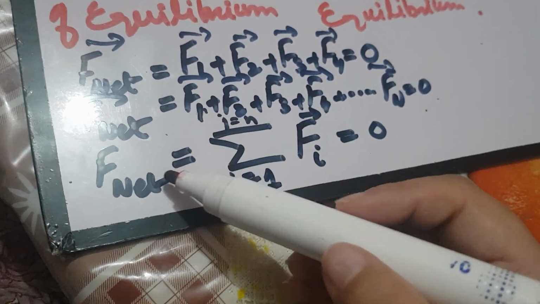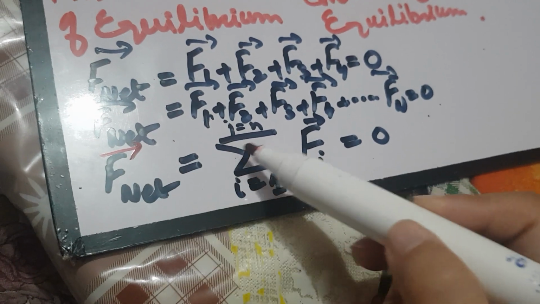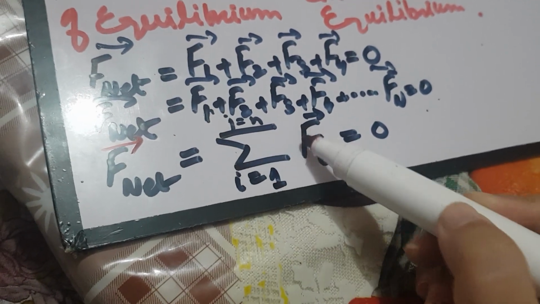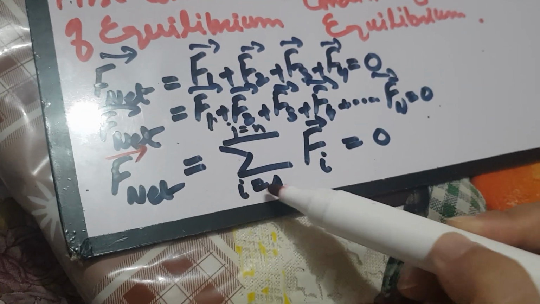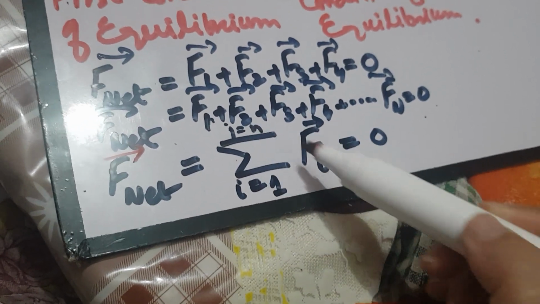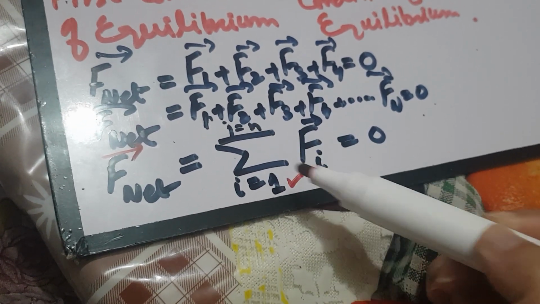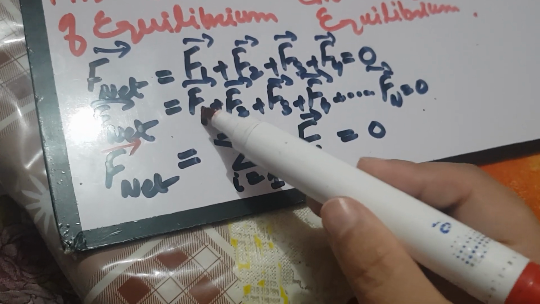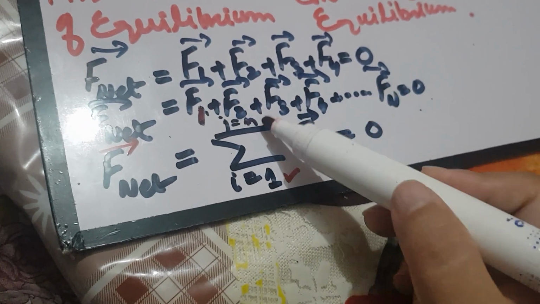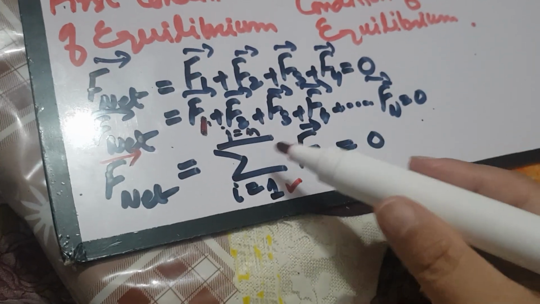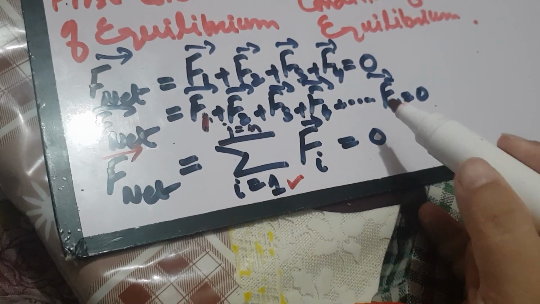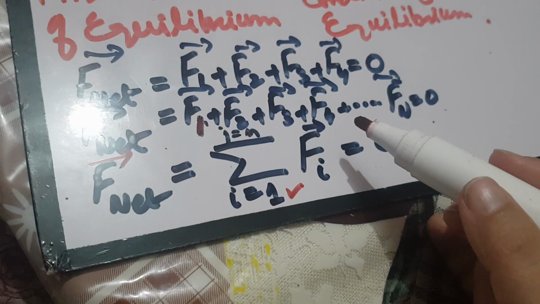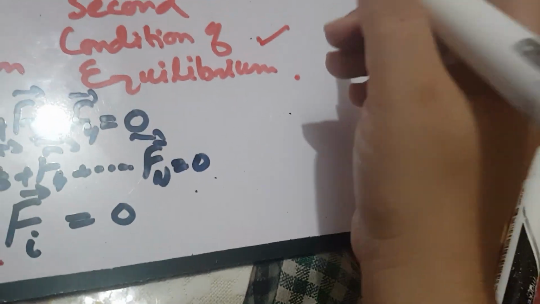We can read it as F net acting on a body is the sum of all the forces starting from the first and ending at the nth. Here you have to write the first portion, and here you have to write the nth portion. So if the sum of all the forces acting on a body is 0, then this is the first condition of equilibrium. And keep in mind, the second condition of equilibrium concerns the sum of all the torques acting on a body.